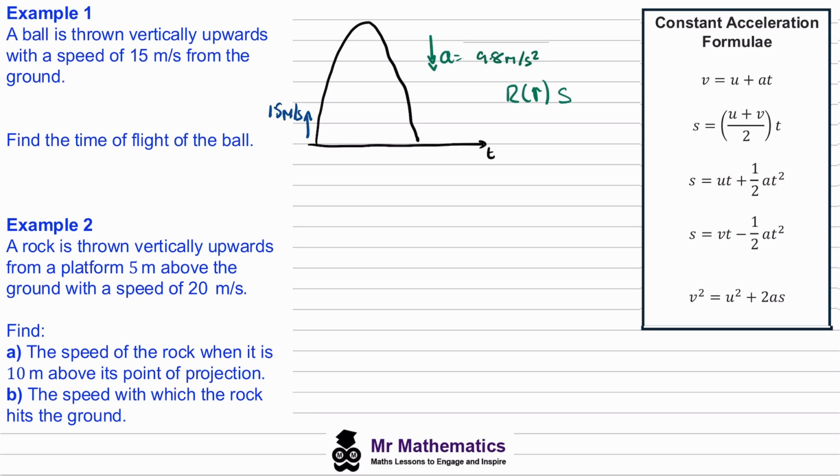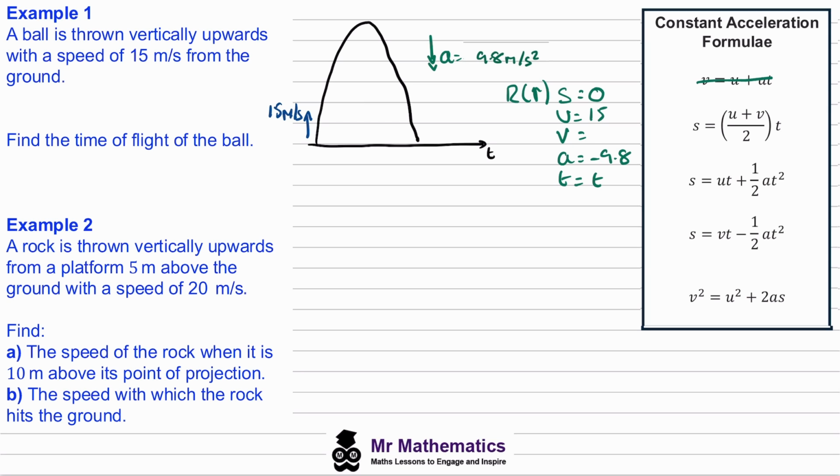We have a displacement, which is 0, because it goes up, but then it ends where we start, with 0 displacement. The initial velocity is 15. The final velocity we don't know. The acceleration is negative 9.8. This is due to gravity acting against the motion of the ball. And the time is what we're trying to find.